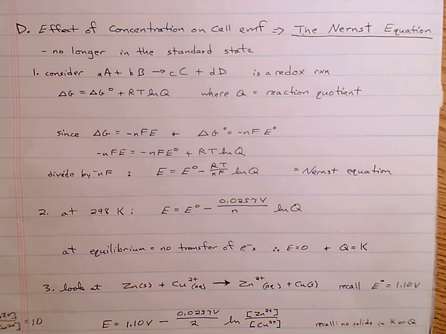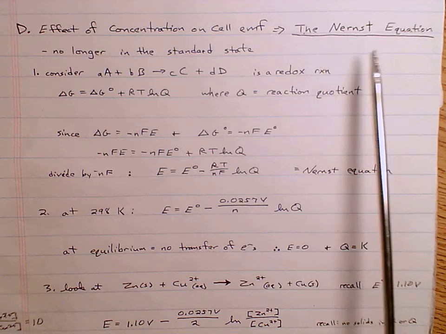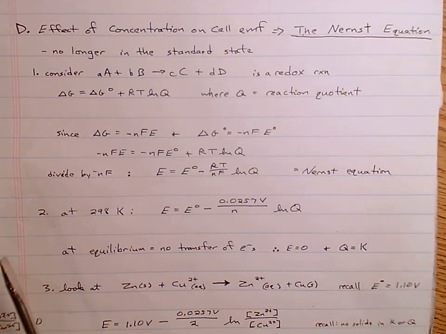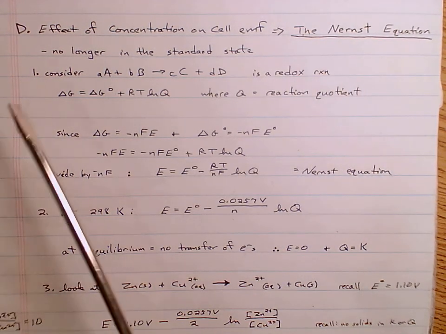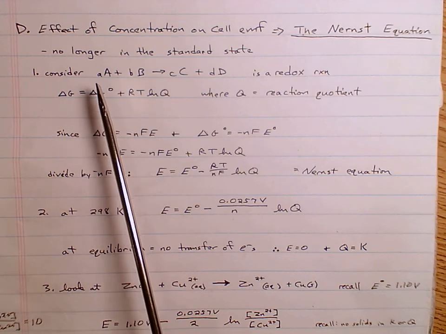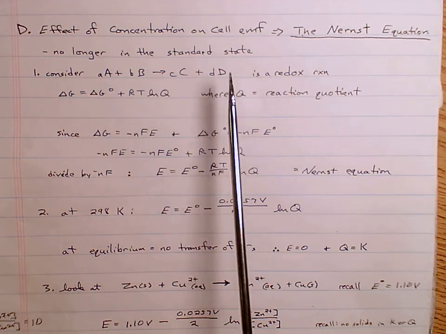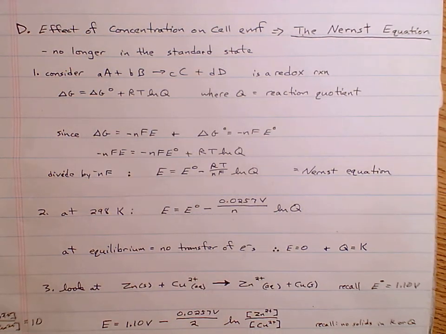All right, now let's look what happens when we are no longer at standard conditions with respect to concentration. And we will be discussing the Nernst equation, which deals with this situation. All right, so consider our reaction here. We've seen it before. Let's consider it being a redox reaction.